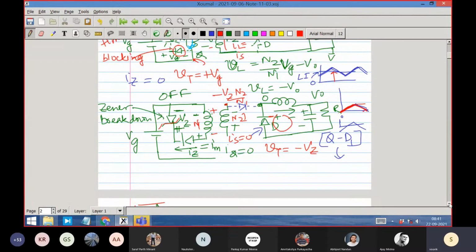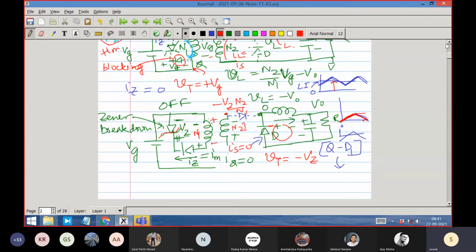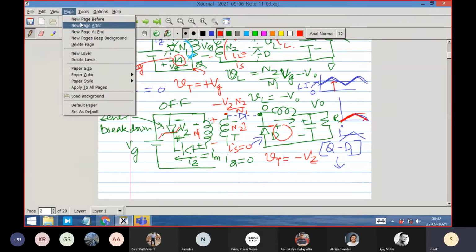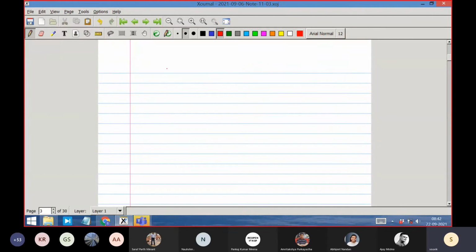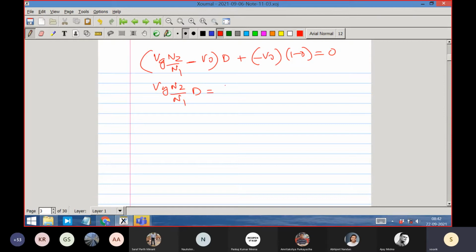Okay. So let me write the volt-second balance of the transformer now. Volt-second balance of the inductor will be like this. Inductor volt-second balance is Vg into N2 by N1 into D, plus minus V0 into 1 minus D, is equal to 0. So what is the formula we are getting? Vg into N2 by N1 into D is equal to V0. It is the same formula with a turns ratio coming in.